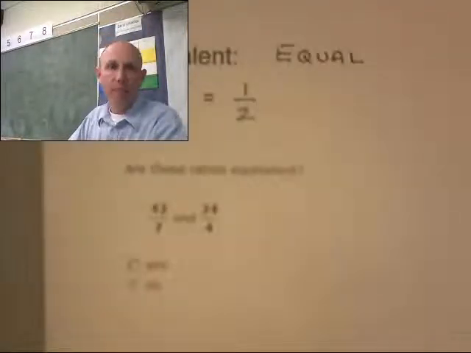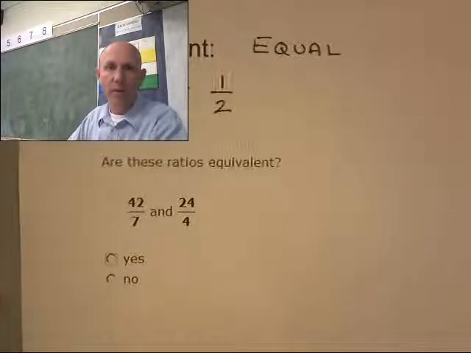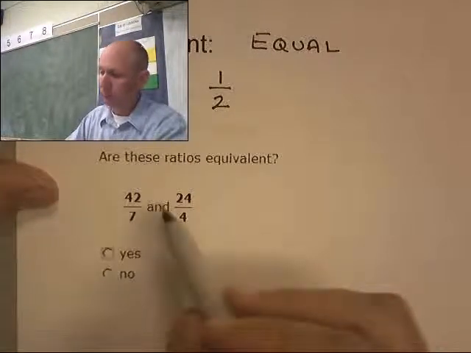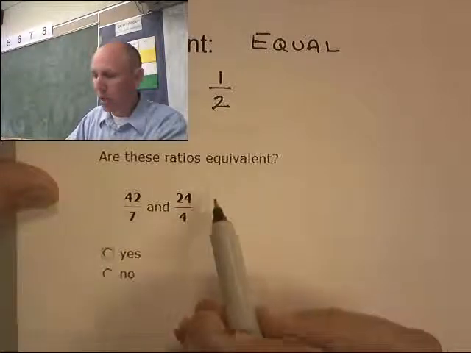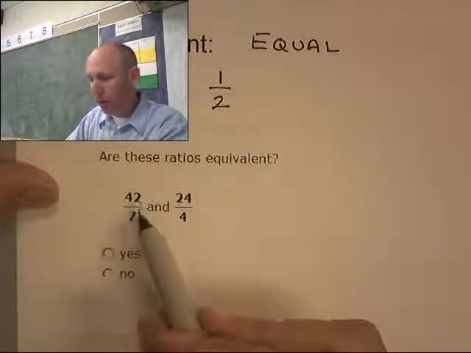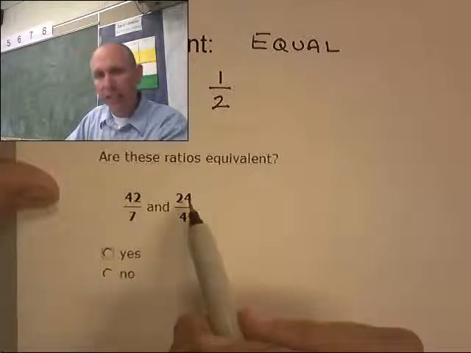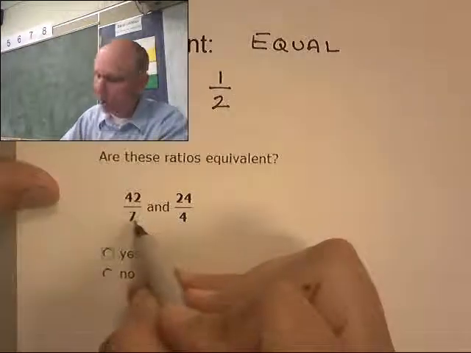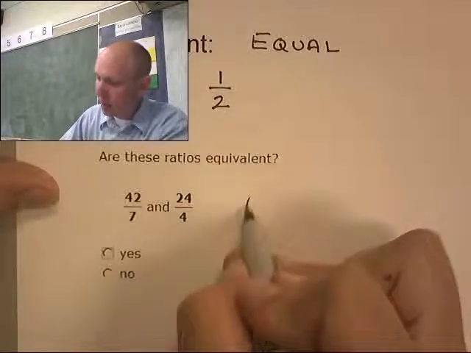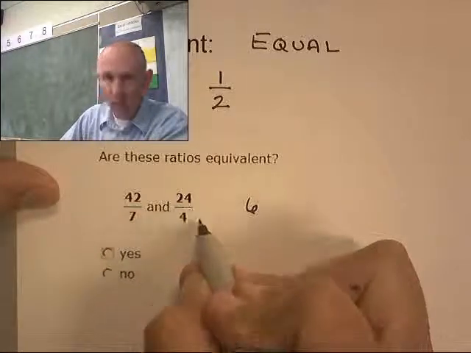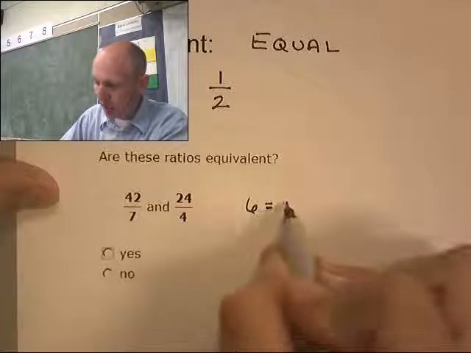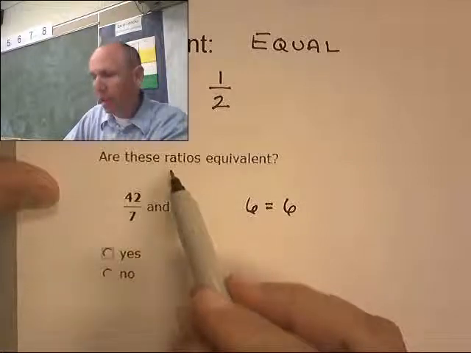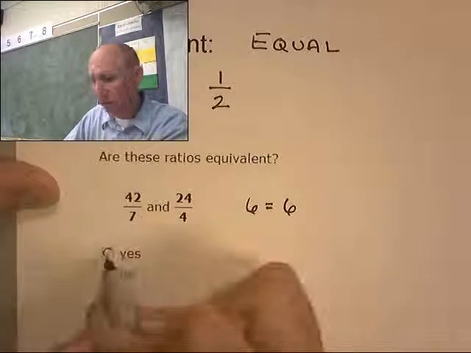And the question right here: are these two fractions, or these two ratios, equal or equivalent? Well, 42/7, is that the same thing as 24/4? One way to do it is just do the division. 7 goes into 42 6 times. 4 goes into 24 6 times. These two fractions are equivalent. These two ratios are equal. So yes.